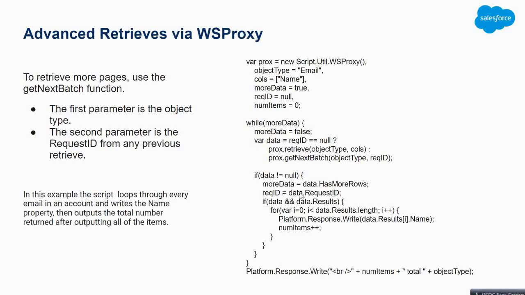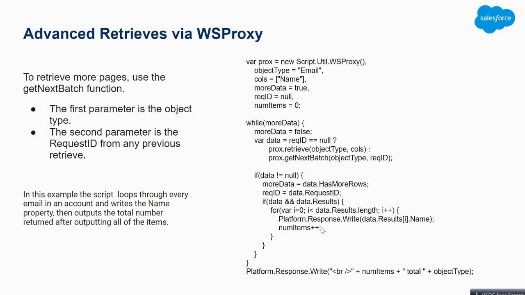And you get a data.request id. Here you get the request id. So for the first time you don't have a request id, which is null. So proxy.retrieve runs for the first time, but the second time when it is run, you have a request id in place. So the next time it runs, this function will run, which is proxy.get next batch. So you will get the next batch of data, the next batch of information.